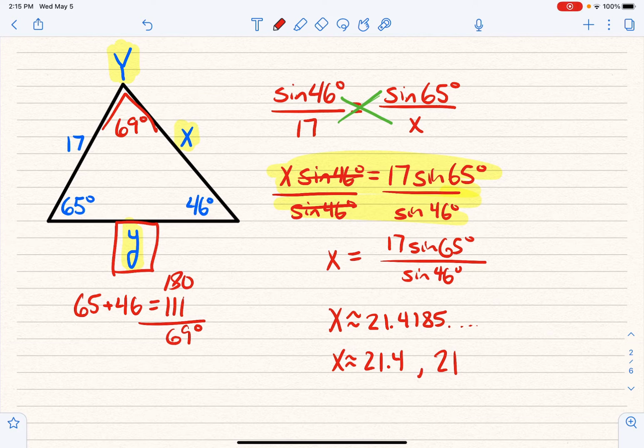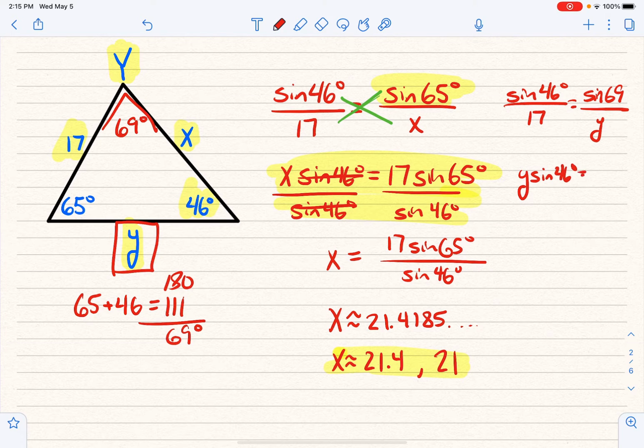Okay, now I'm going to start the exact same way I started the other one. I'm going to say that the sine of 46 is to 17 in the same way that, and this time I'm going to say the sine of 69 is to y. Now I'm not going to use the sine of 65, because these are approximate numbers. I always want to go back to the cleanest numbers I have, and so that's why I like this 17 and this 46 degrees. So again, you cross multiply, and you get that y times the sine of 46 degrees is equal to 17 times the sine of 69, and I just have to divide both sides by the sine of 46 degrees.